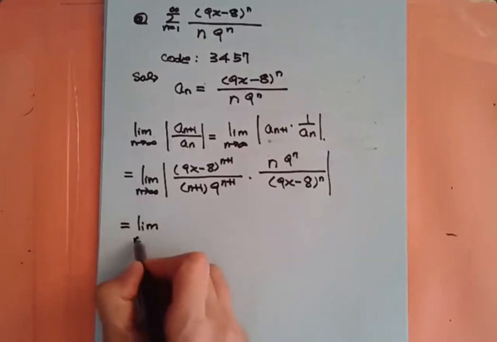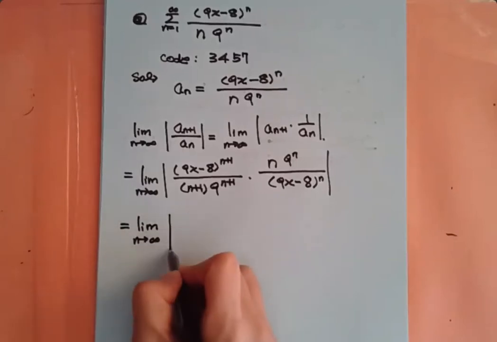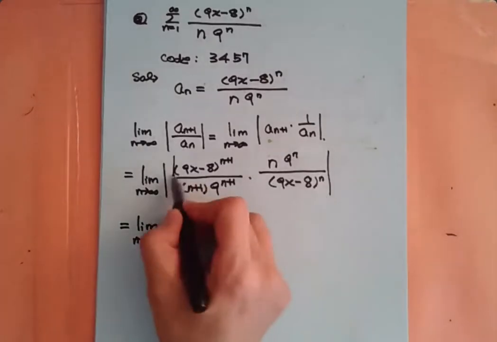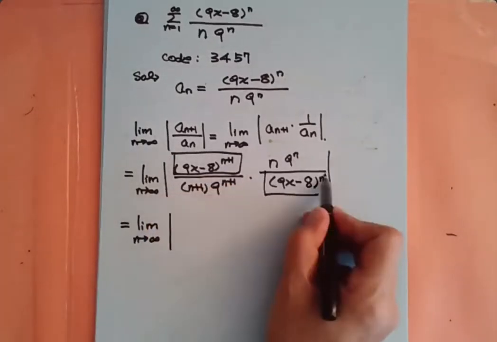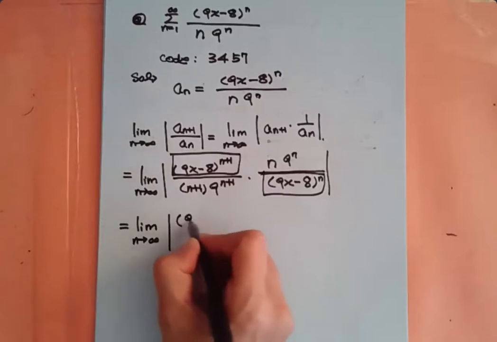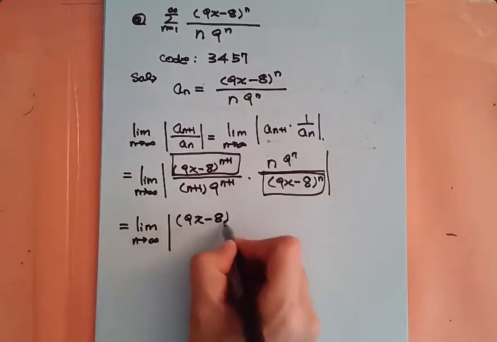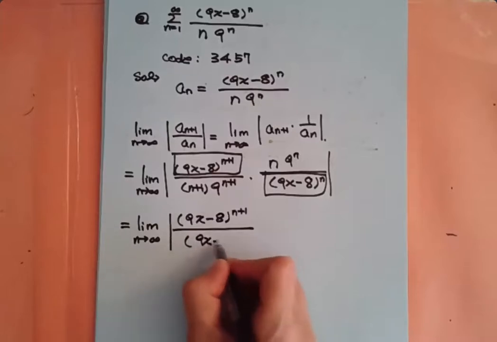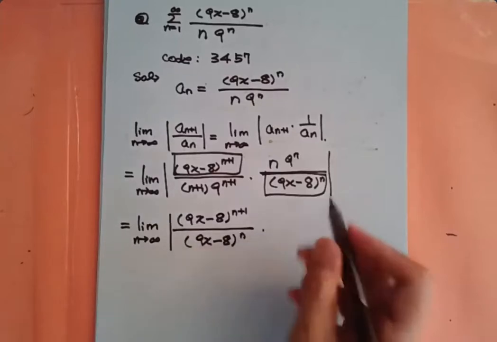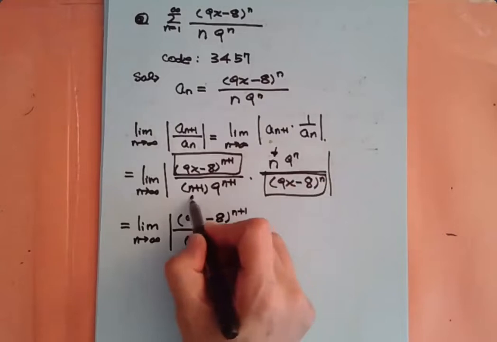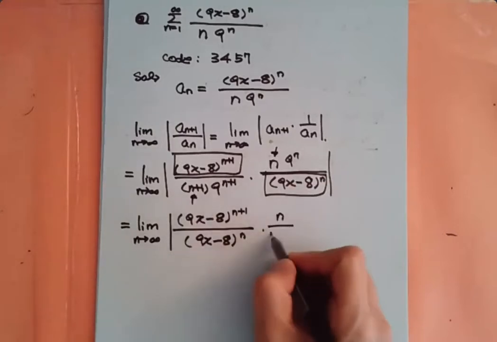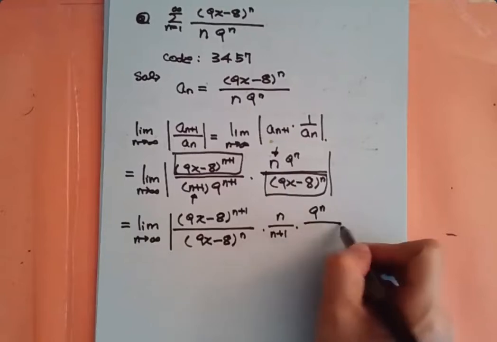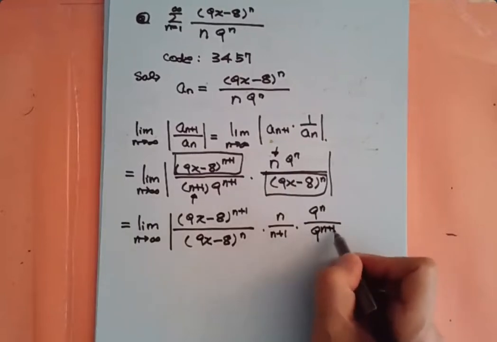So let's do this. So this one, (9x minus 8) to the n plus 1 power over (9x minus 8) to the n power, and we will combine these two. Then we have n over n plus 1 times 9 to the n power over 9 to the n plus 1 power.